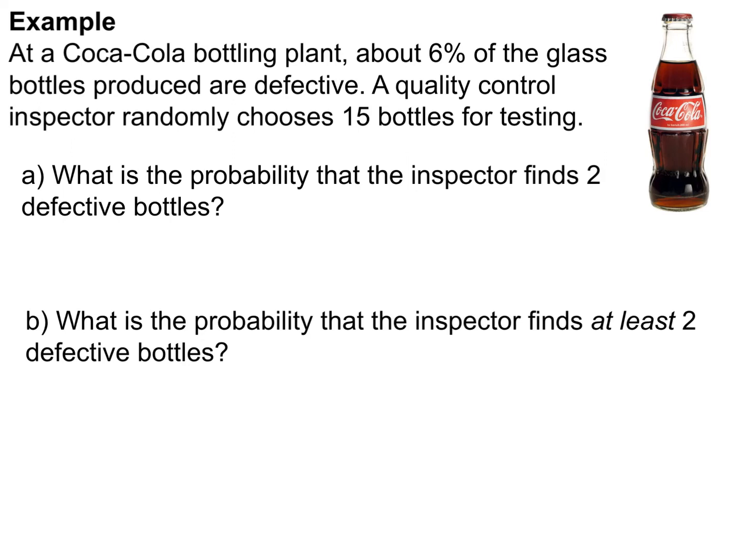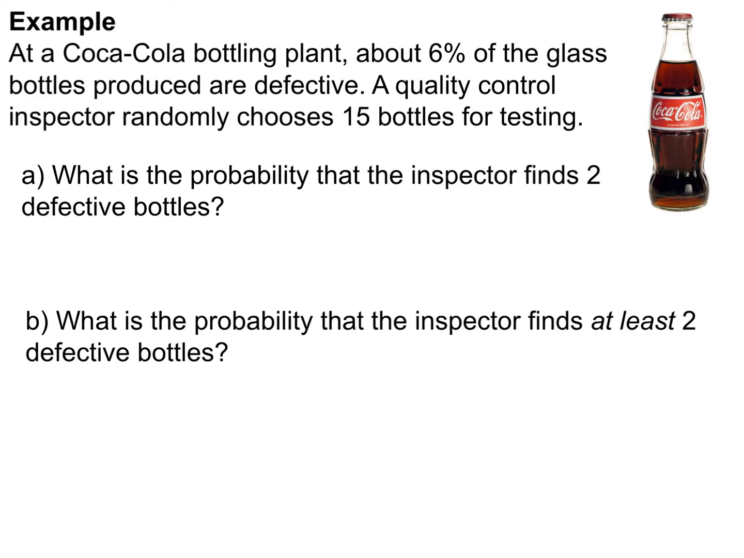Okay, let's solve one more problem. At a Coca-Cola bottling plant, about 6% of the glass bottles produced are defective. A quality control inspector randomly chooses 15 bottles for testing. So is this an example of a binomial probability distribution? Well, since it's in the video, of course it is. But we're going to assume here that the defective glass bottles don't depend on each other. Okay. And also it's success or failure because it's either defective or it's not defective.